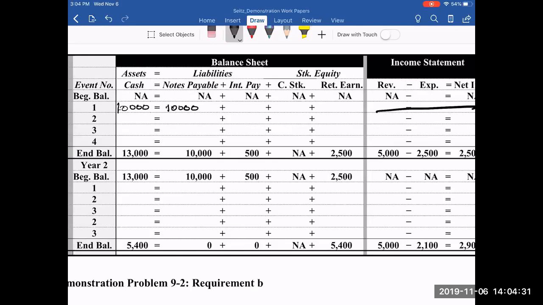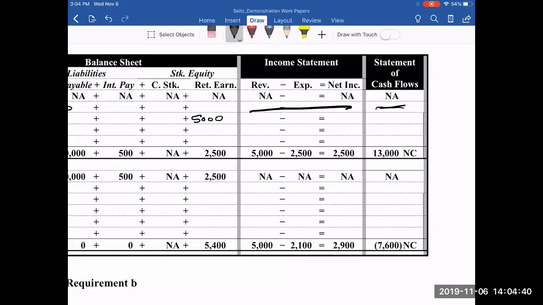For the second one, you receive $5,000 in cash for your revenues. So you're going to see an increase in cash there. You're also going to see an increase in retained earnings because of revenue. Revenue increased, and so did net income. And then you'll see a $5,000 increase in operating expenses.